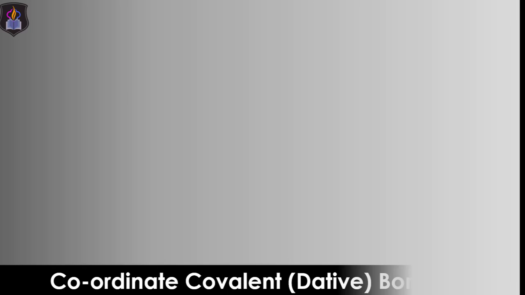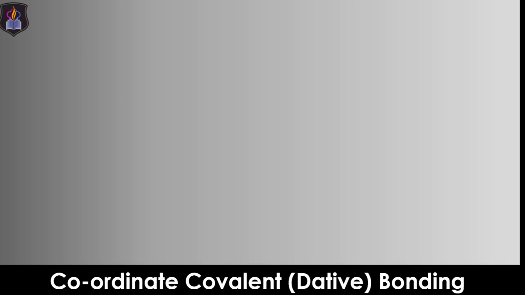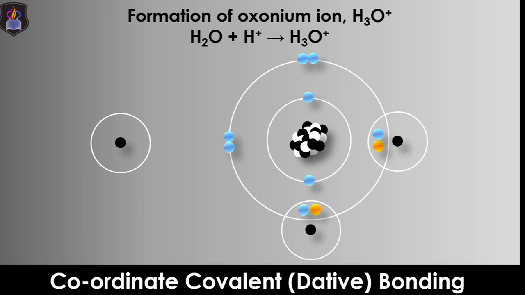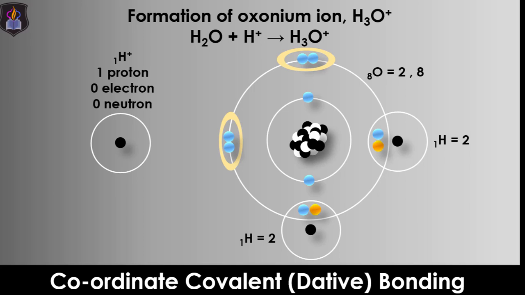Now let's look at what happens when the shared pair of electrons is contributed by only one of the participating atoms by studying the formations of oxonium and ammonium ions. Dative bonding occurs between a molecule or species that possesses a lone pair of electrons and an ion that can accept a lone pair of electrons. In the formation of oxonium ion, a water molecule with 2 lone pairs of electrons on the oxygen atom combines with the hydrogen ion, also called a proton, because it contains no electron nor neutron.